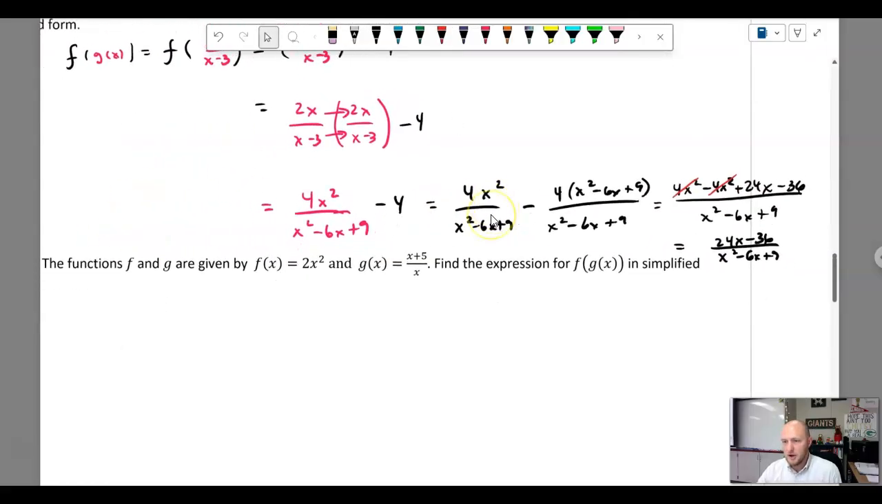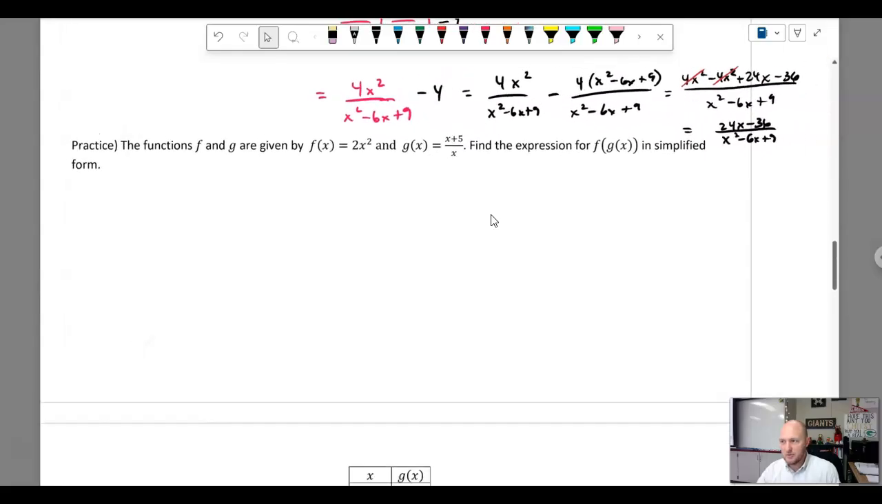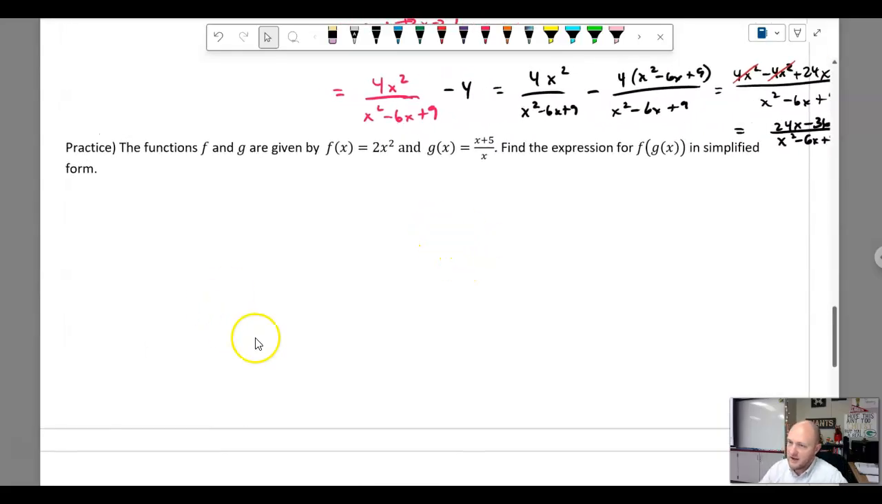So, okay, here's a practice problem. Please go ahead, pause me, try this one. I'll show you the solution here in a second.